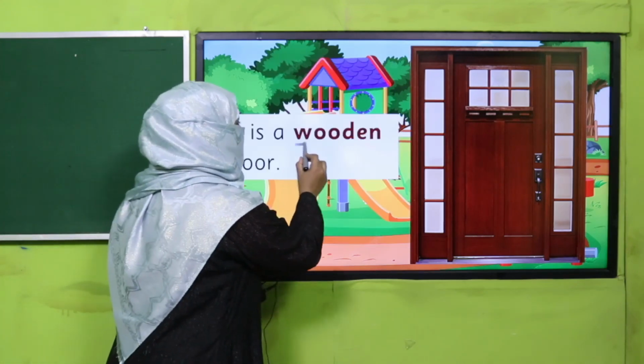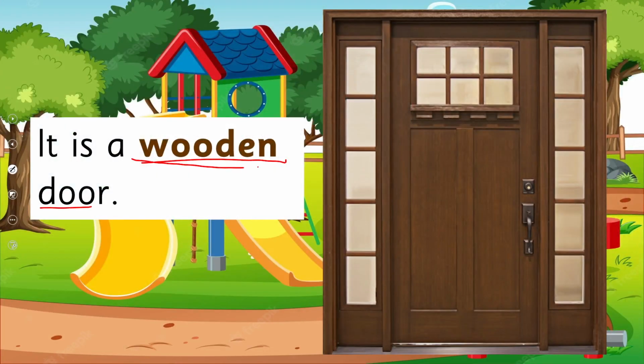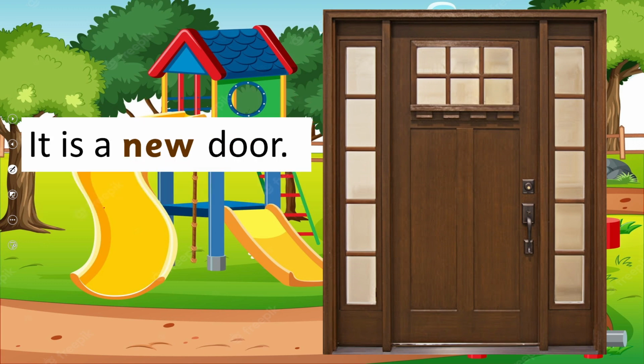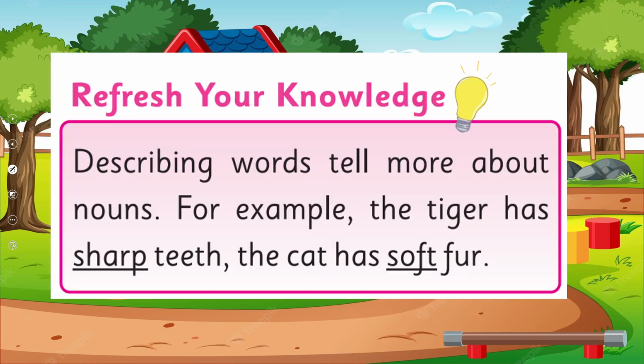It is a wooden door. Now this wooden is telling us the material of this naming word. And it is a new door. Now this word new is describing quality of this door. And what is that? It's new.